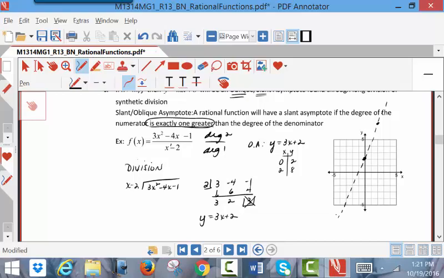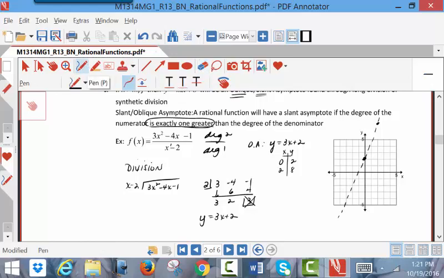Okay, there would be a slant asymptote, and it should be straight. Okay, mine's not exactly straight. It's kind of hard for me to get a straight one, especially on a tablet. But I tried. So there it is.